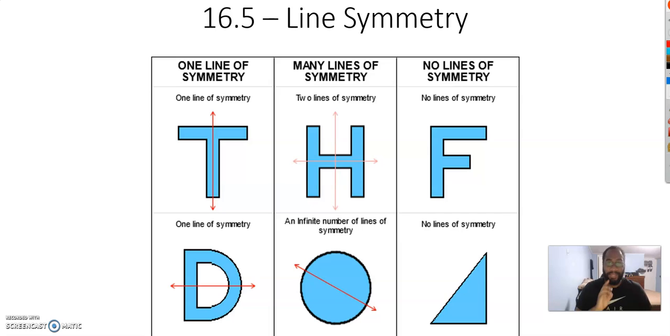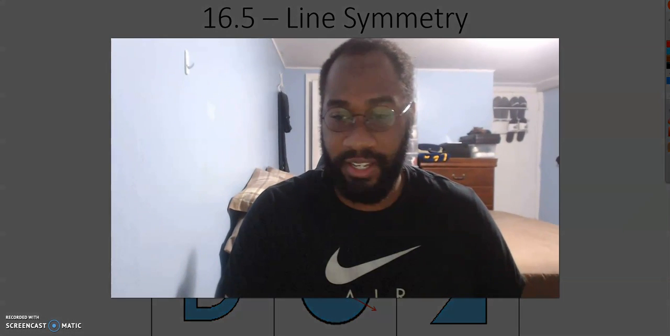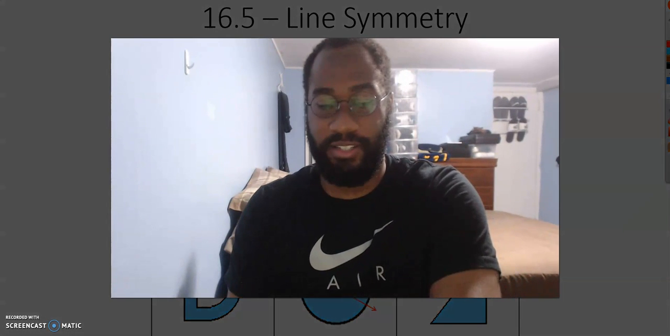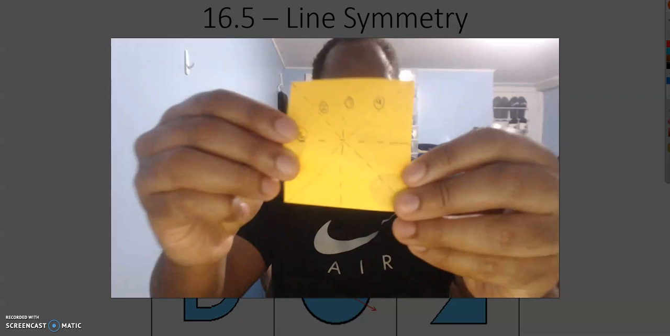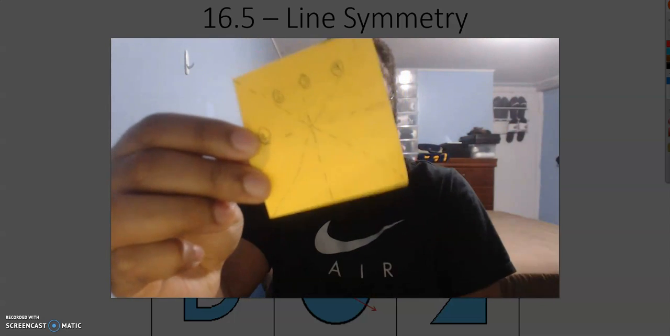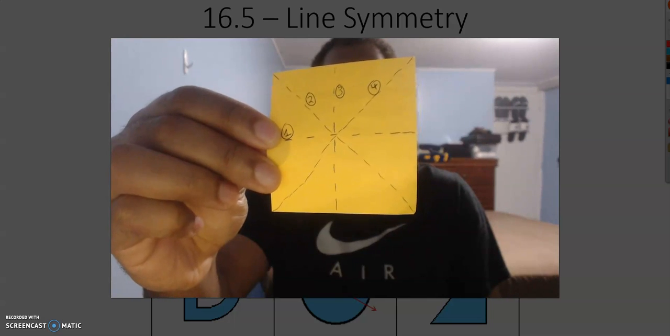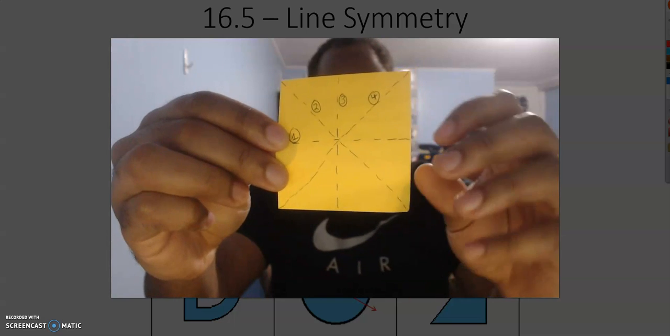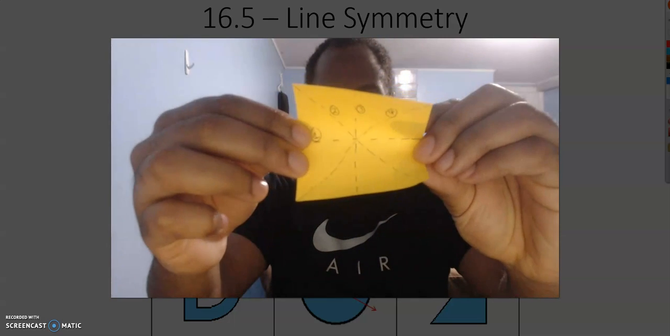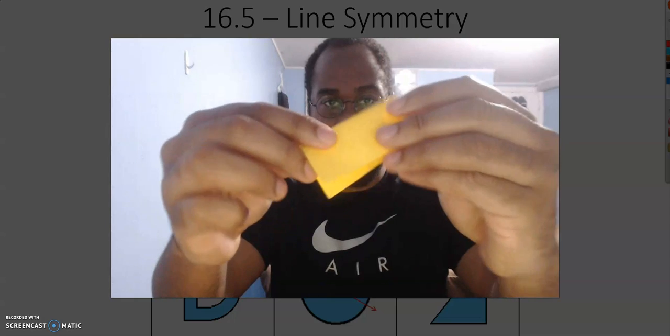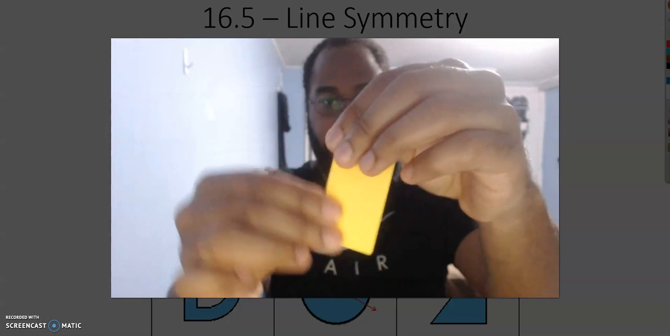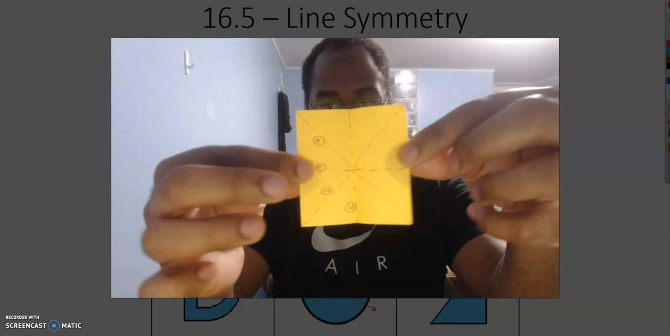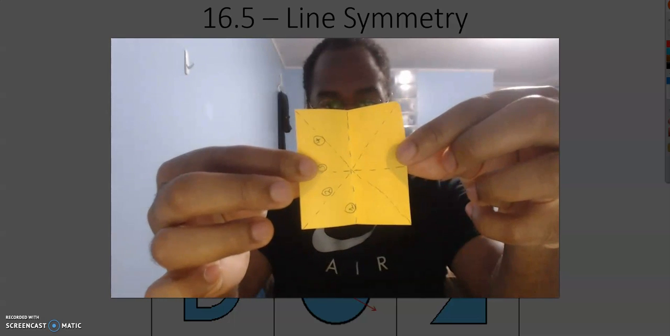All right. So this week we are going to be looking at line symmetry. I have a figure here that I want to show you guys. This is a square, right? A square has four lines of line symmetry because line symmetry is the line that you can put through a shape or an object where if you fold it, it's the same on both sides, right?